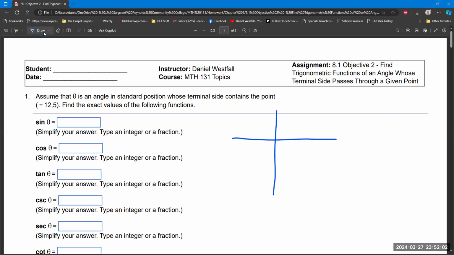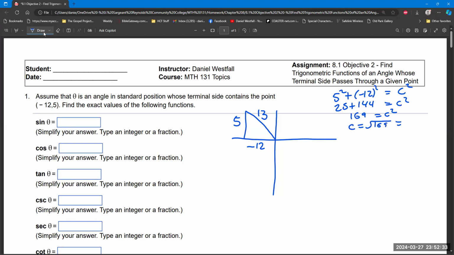X is negative and Y is positive, so I'm in quadrant 2. This is negative 12. This is 5. This is a Pythagorean triplet, 5, 12, 13. Let's prove that. 5 squared plus negative 12 squared equals c squared. 25 plus 144 is equal to c squared. 169 is c squared. So c is equal to root 169, which is 13.